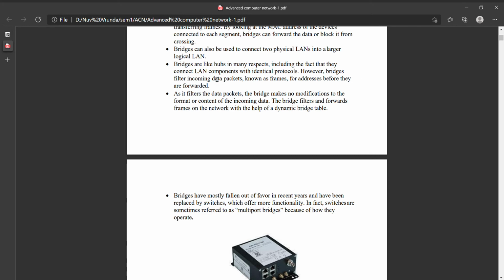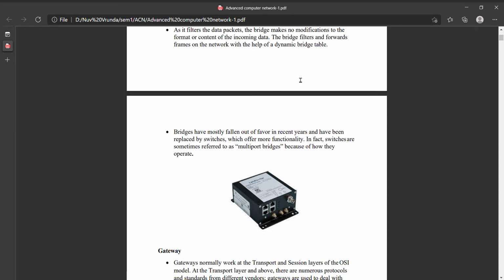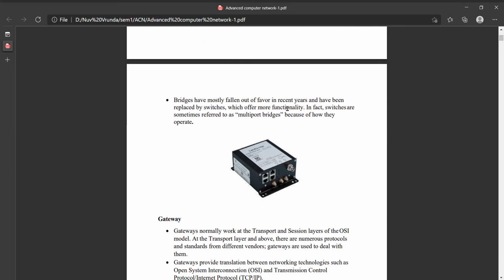Bridges are like hubs in many respects, including the fact that they connect LAN components. They filter incoming packets, known as frames, by address before they are forwarded. Okay. As it filters the data packets, the bridge makes no modification to the format or content of incoming data. The bridge filters and forwards frames on the network with the help of a dynamic bridge table. A multi-port bridge is also available.